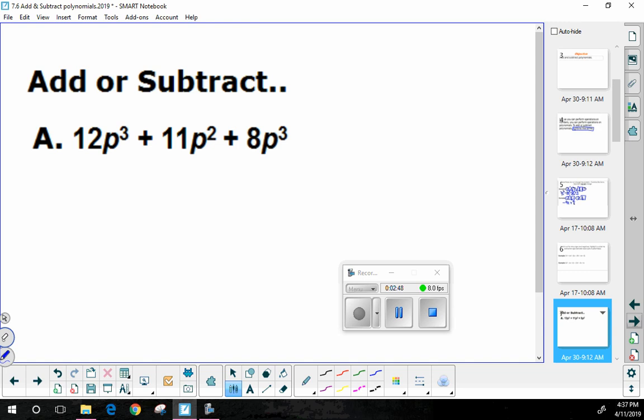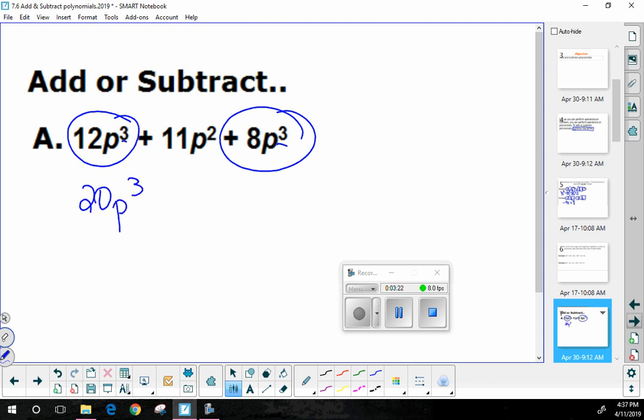like this one. This is 12p cubed plus 11p squared plus 8p cubed. So I'm going to see that this is cubed and this is cubed. So I circle that and I circle that. And you should have written this down in your notes. You should be writing these examples down in your notes so that you'll have a lot of examples to follow when you're doing your homework. So this is 20p cubed. And then I see that there are no other p squareds. So 11p squared is my final answer.